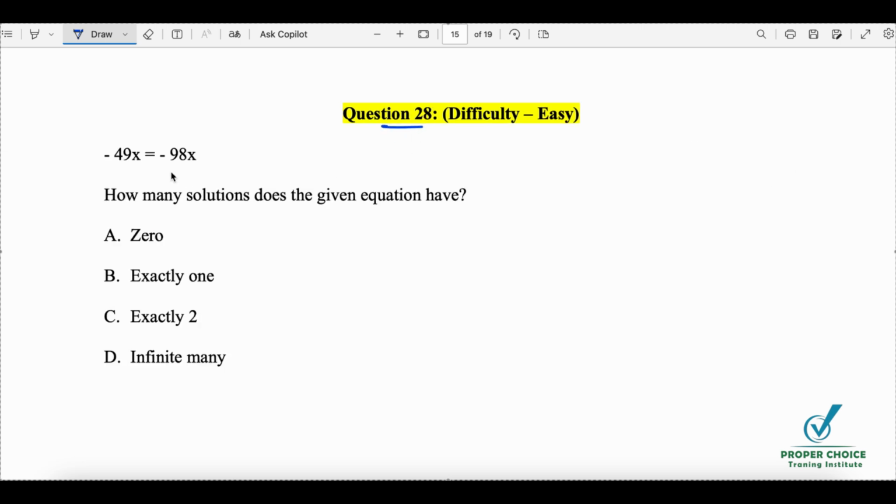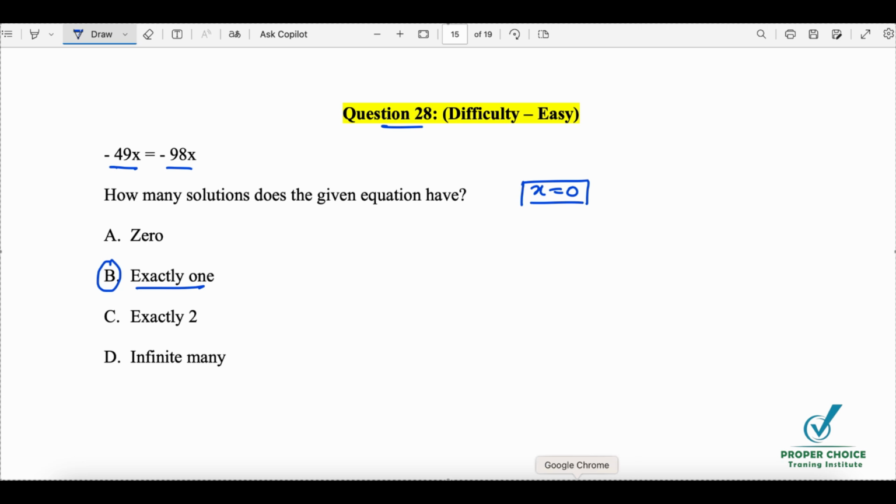Question 28 says minus 49x is equal to minus 98x. How many solutions does the given equation have? For what value of x will this equation hold? That's possible only when x equals 0. Why am I saying so? If you put any other value of x, the expressions won't be equal, provided x is equal to 0. So x equal to 0 is what we call exactly one solution. As I am getting a value of x, that is 0, it is considered to be one solution.